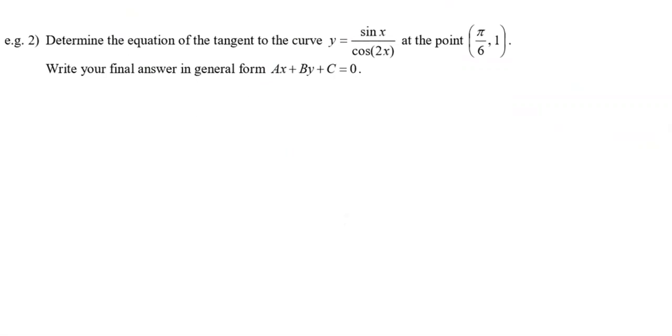Number 2, determine the equation of the tangent to the curve y is equal to sine x over cos 2x at the point pi over 6, comma 1. And then write your final answer in general form. Okay, so we've done ones like this before, right? But now we're dealing with a trig function instead.